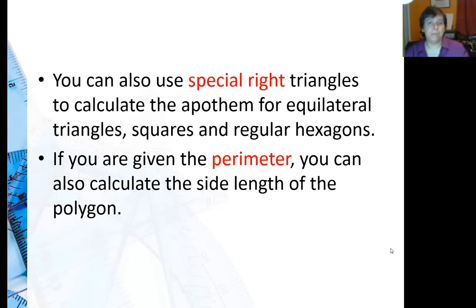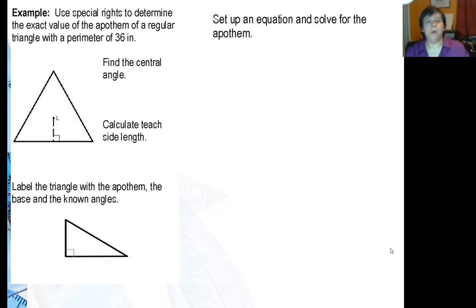If you were given the perimeter, so one other thing we're practicing is I'm not going to give you the side, I'm giving you the perimeter, and you just have to do an extra step to find the side. So first of all, we start like we did before. We're going to find the central angle. So the central angle is 360 divided by the number of sides, which is 3, and we get 120 degrees.